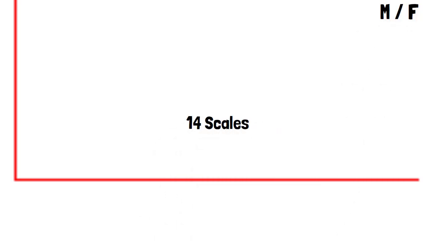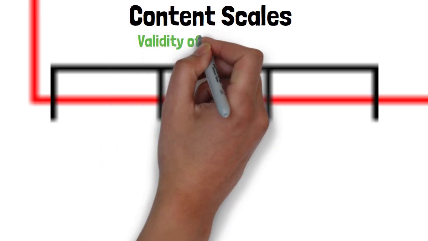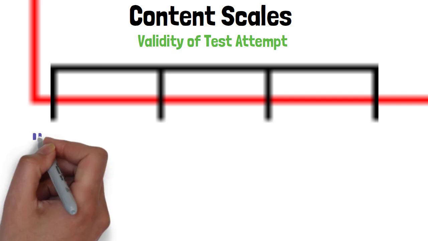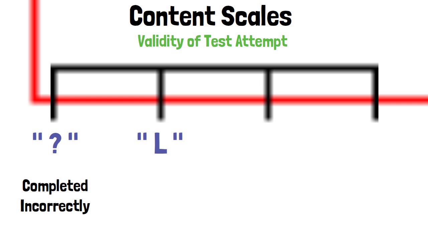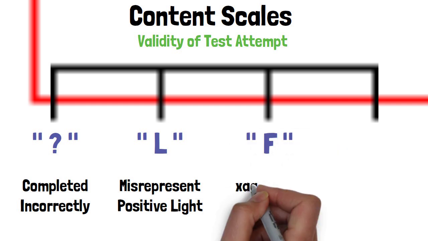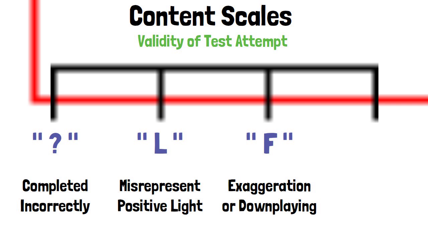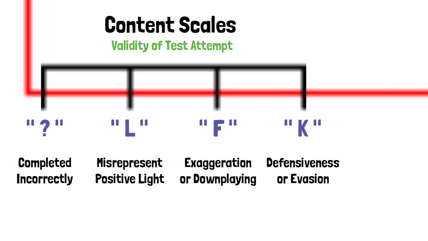The x-axis comprises 14 scales. The first 4 validity scales judge the validity of the test attempt and include ? to represent the number of questions completed incorrectly, either with no attempt or both true and false selected. L for lie, to represent an attempt by the respondent to misrepresent themselves in a more positive light. F or frequency, to gauge random response as well as the respondent's exaggeration or downplaying of symptoms. K, to gauge defensiveness or evasion of stressful content.